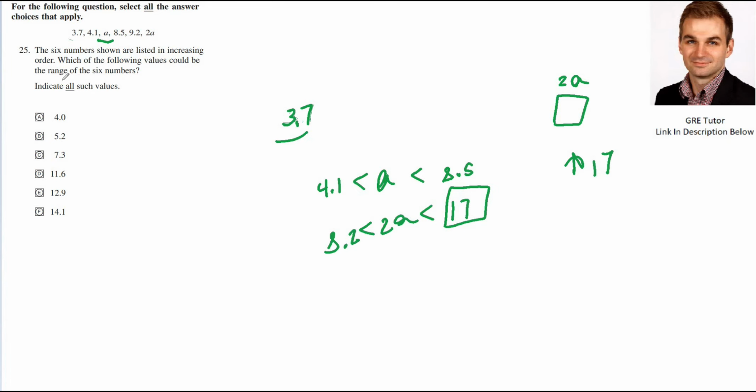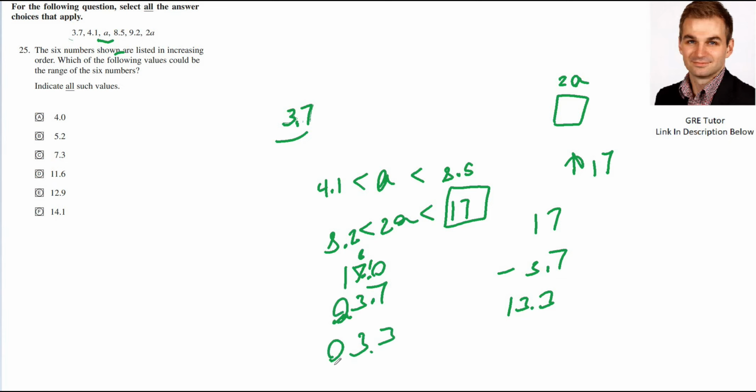And they want to know which of the following could be the range. So if you take 17 and you subtract 3.7 from it, what do you get? You get 14, I think 13.3 or something like that. Let's do that just to be sure. 17 minus 3.7. This turns into 6. That turns into 10. 10 minus 7 is 3. 6 minus 3 is 3. And 1 minus 0 is 1. So that is 13.3. Highest it can be is 13.3.